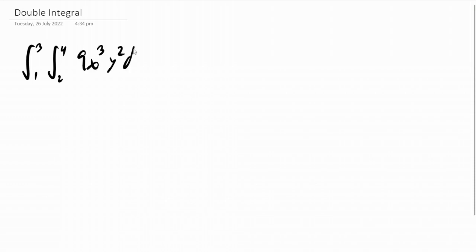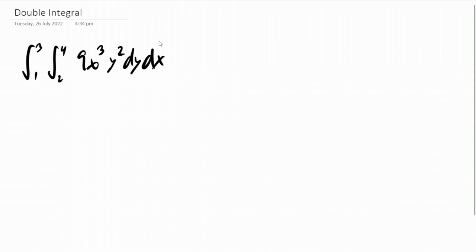Okay, next we have double integral here. So first we have the integral from 1 to 3, and the integral from 2 to 4 of 9x cubed y squared dy dx. Now to better understand double integral, it's just integration, but we're doing it twice.